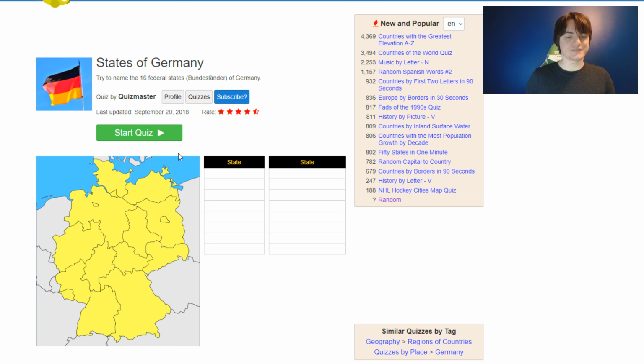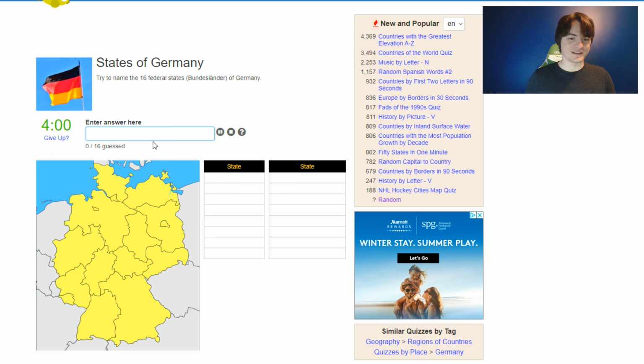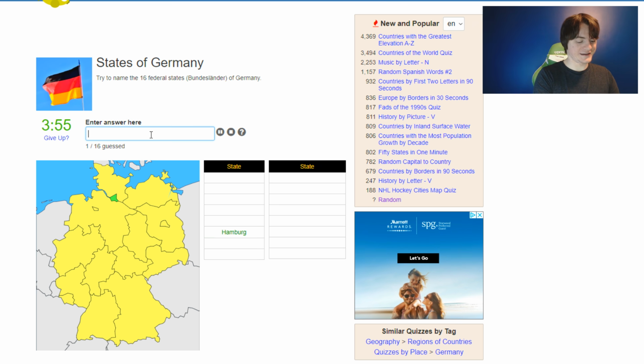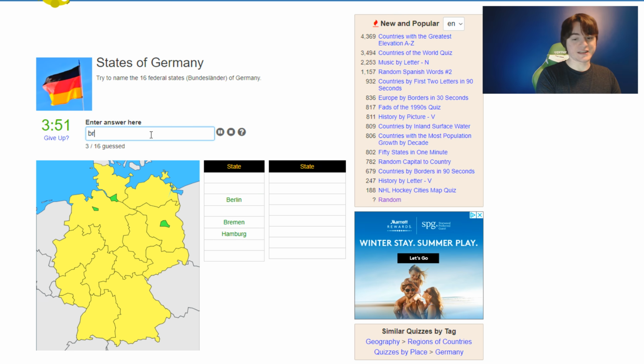Next up, we got the states of Germany. Again, this one's easy, I think. Hamburg is a city-state. So is Bremen. So is Berlin. The state around Berlin is called Brandenburg.